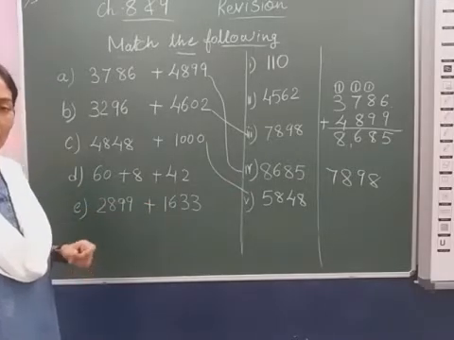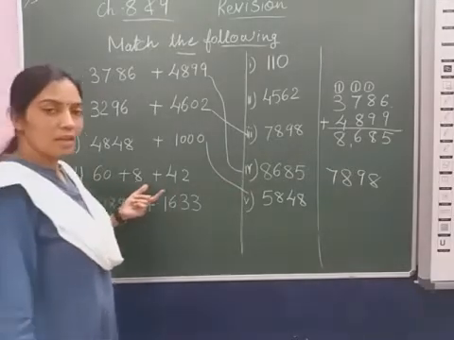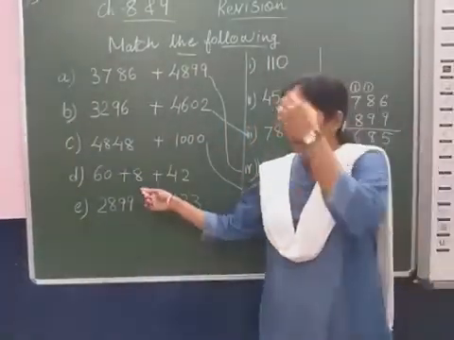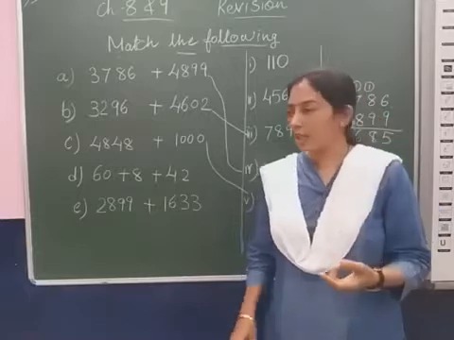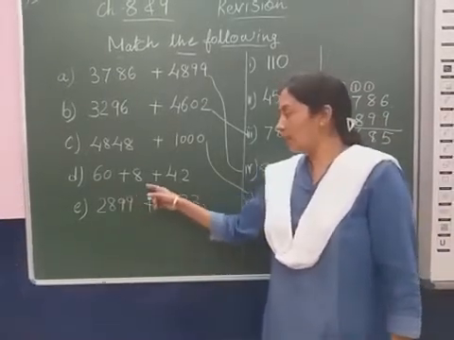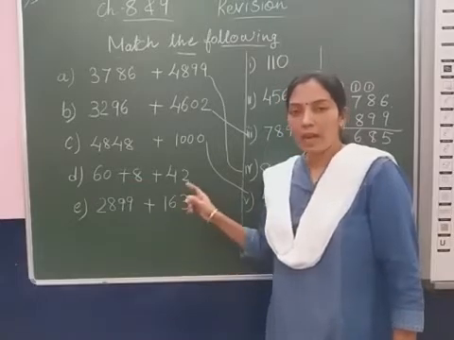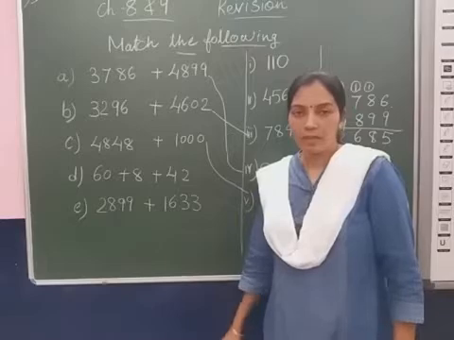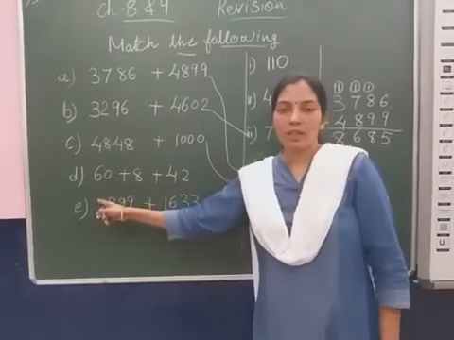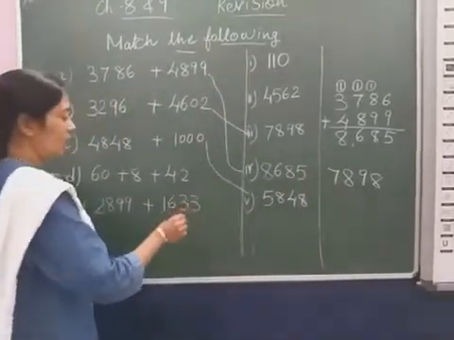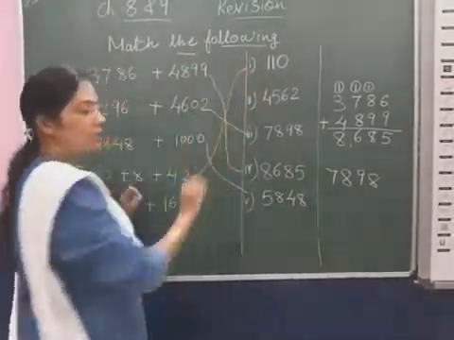Now 60 plus 8 plus 42. You can easily understand that this is the easy, quick way of addition, as we did in the chapter. We add 42 plus 8 first, 50 will come, then 50 plus 60 is 110. Now where is the 110? Yes, you can find it here.